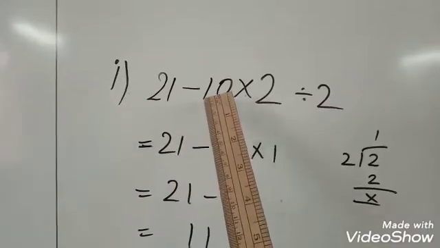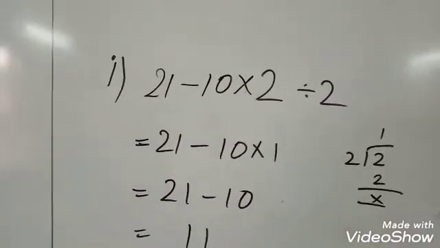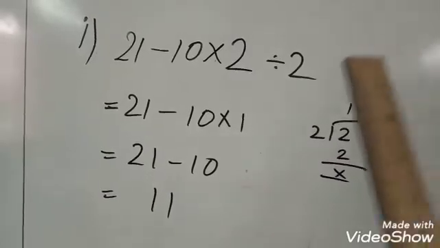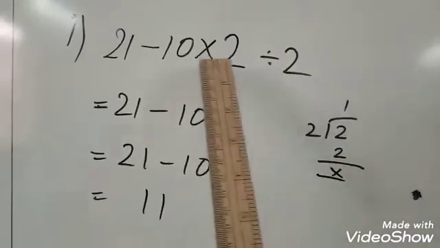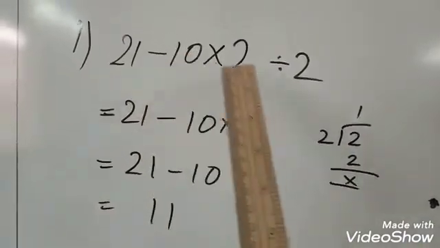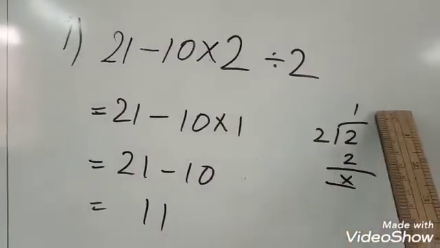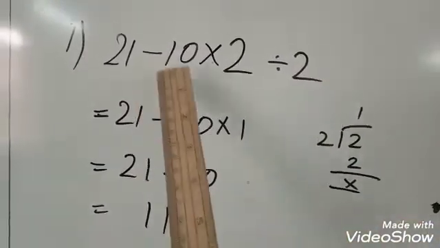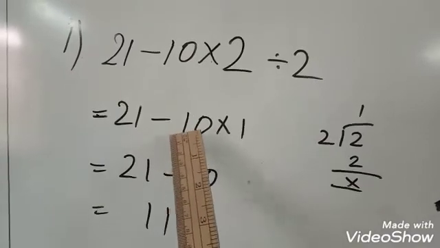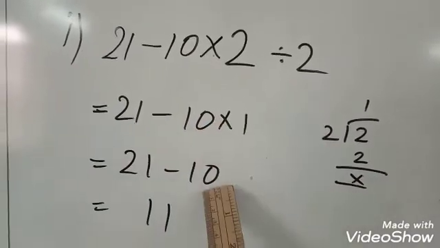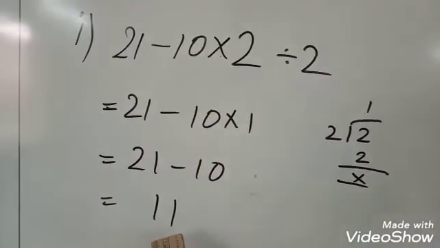First we multiply. First we solve division, then multiplication and then subtraction. 2 divided by 2 is equal to 1. So put here 1. Remaining values as it is. Now multiply. 10 multiply 1 is 10. 21 minus 10 is equal to 11.